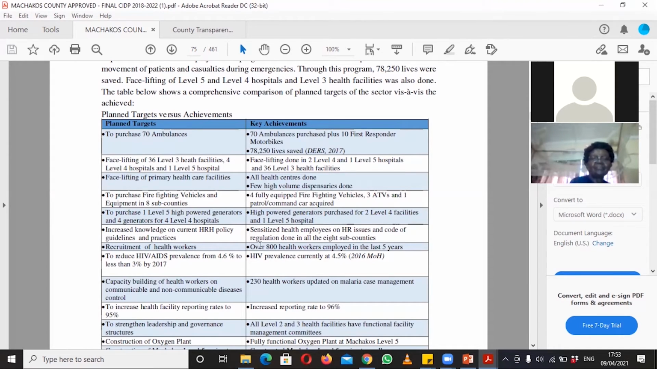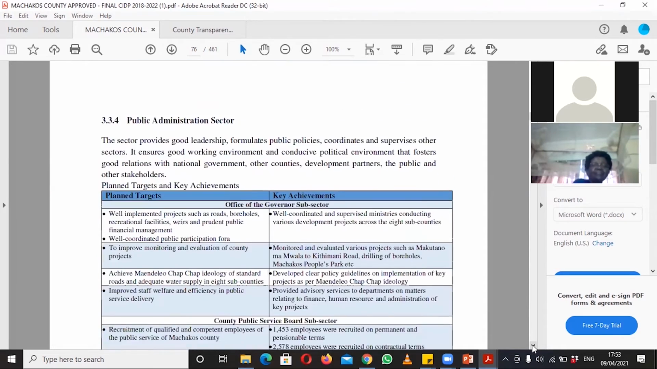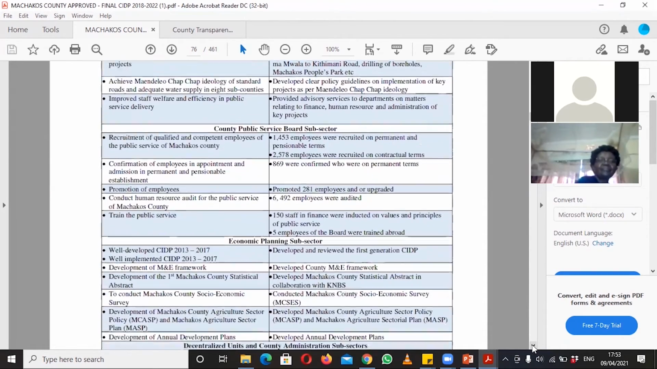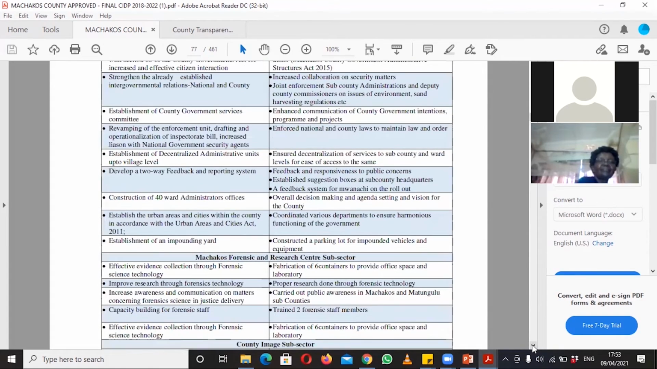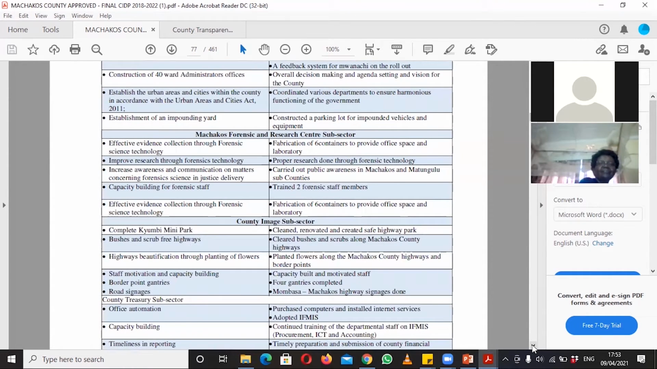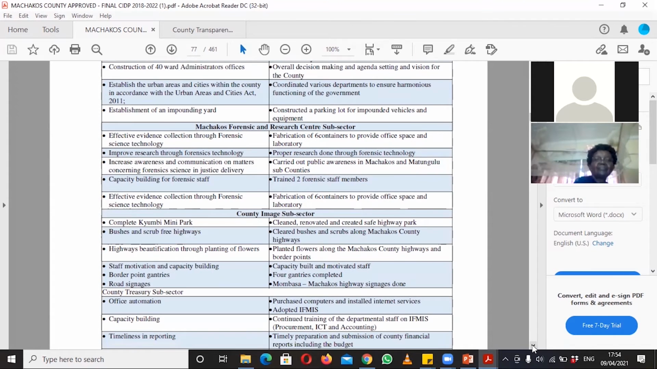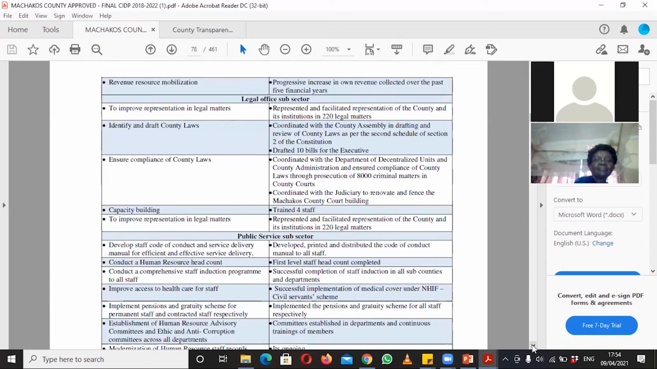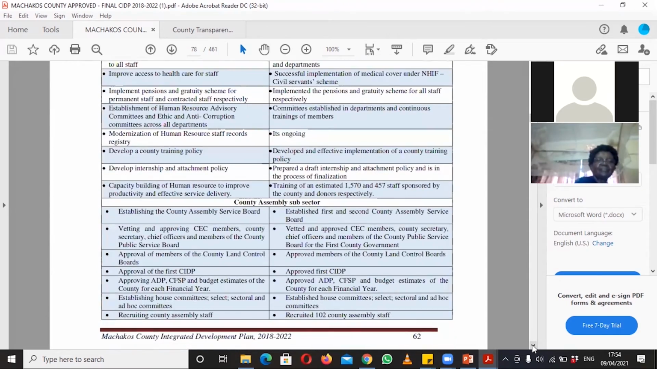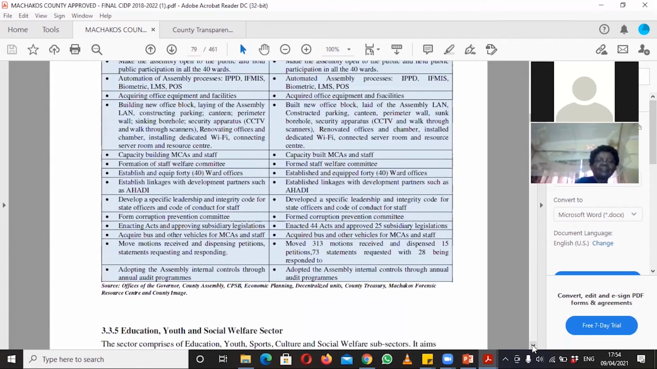Recruitment of health workers, they said that they achieved that in the previous CIDP, over 800 health workers employed in the last 5 years. So you can see the county has, you can read more in the document that you're going to go through, like I had shared on our page. So you can see they are giving a breakdown of what they planned and what they actually managed to do. At least now we can assess, did the county government perform?